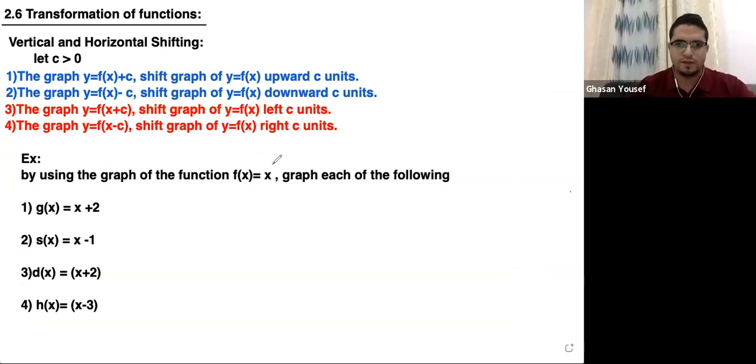This is f of x equals x squared. Here we have g of x equals x squared plus 2, here x squared minus 1, here x plus 2 squared, and here x minus 3 squared. Okay. Now, who will tell me which rule, from 1 to 4, we should use to graph the first one, g of x?